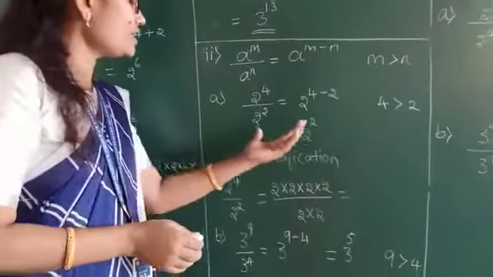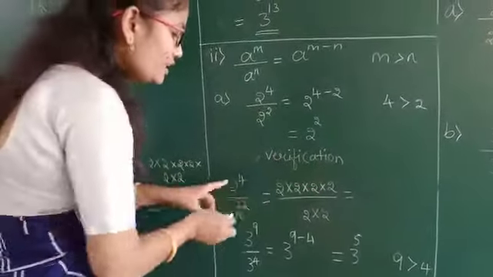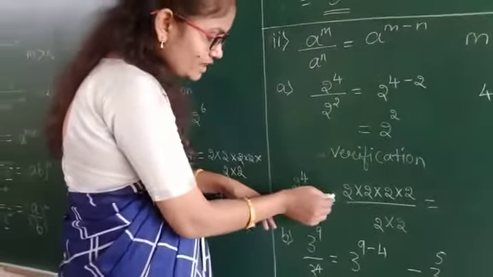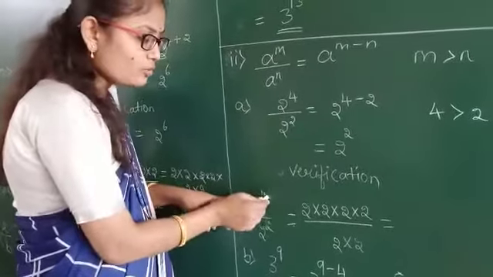We can cross verify this by verification. You can see that 2 to the power of 4 divided by 2 to the power of 2 is equal to, 2 to the power of 4 means how many times 2?